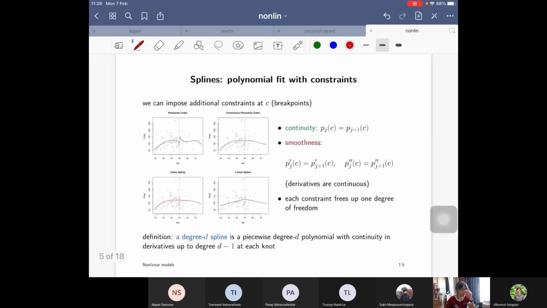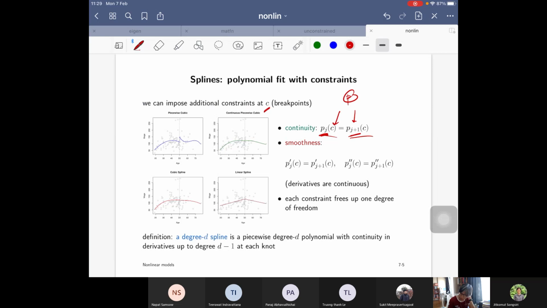So the next step is, of course, to introduce constraints. These are continuity constraints on the function value. P represents the polynomial. Suppose at the breakpoint C, the jth polynomial and the (j plus 1)th polynomial must have the same function value. That is the concept of continuity.